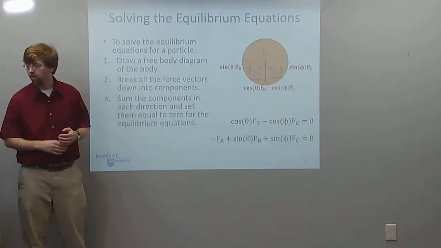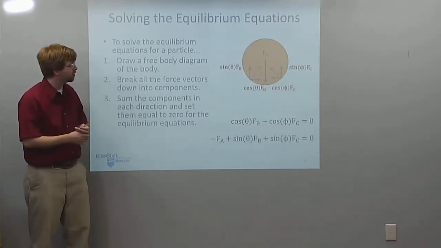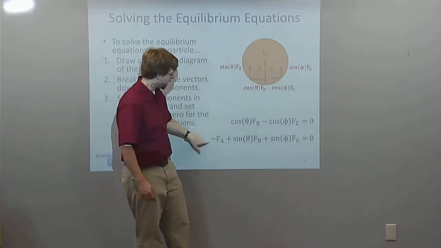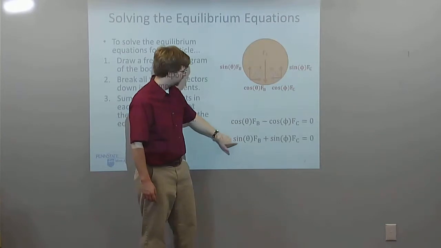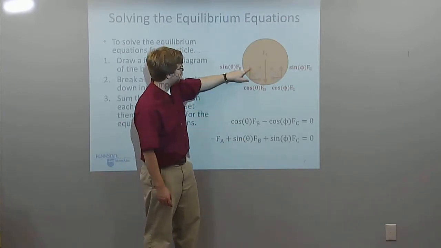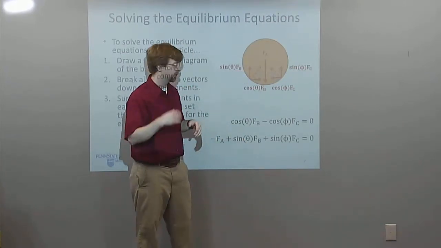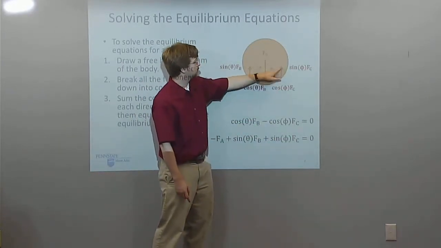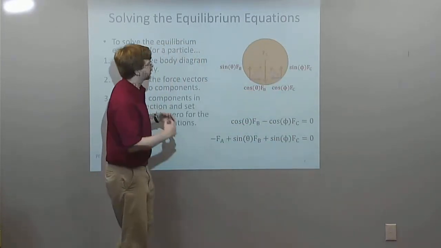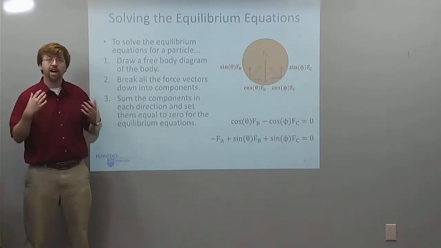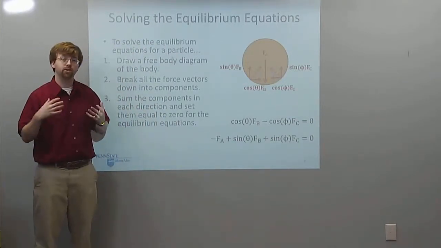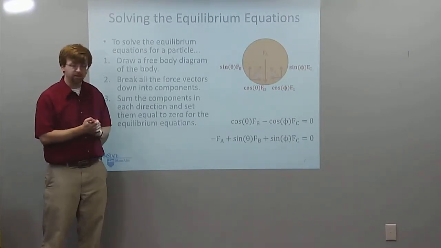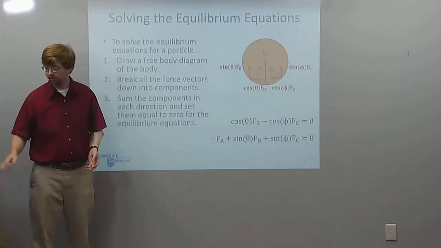We can do the same thing with the vertical components. So FA is negative, it's going down. So negative FA plus sine theta FB, that's this force right here, that's going to go up, so it's positive. Sine phi FC, that's the vertical component over here. Those are the three vertical components. I add those together, and these are going to be equal to 0. That's what I know for my equilibrium equation. And so here, I've got my equations.